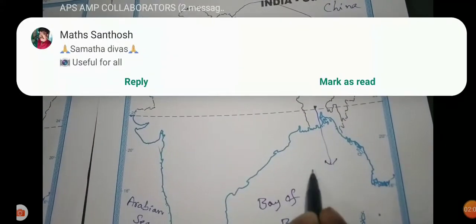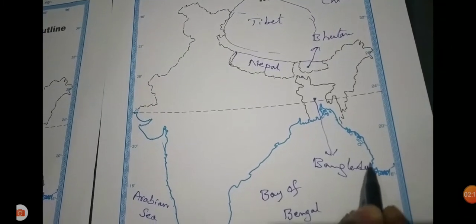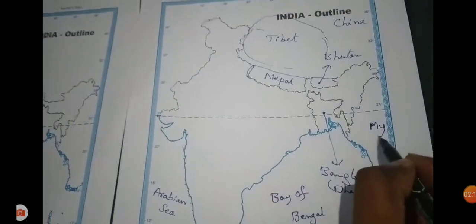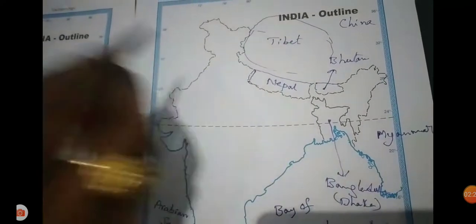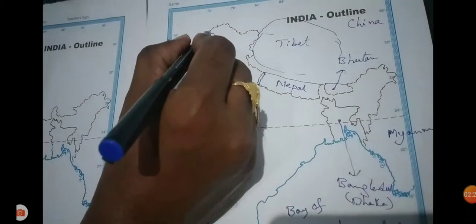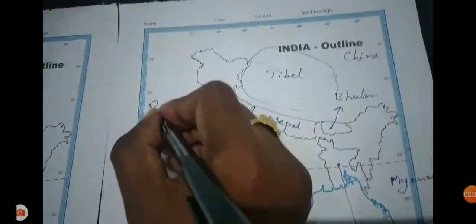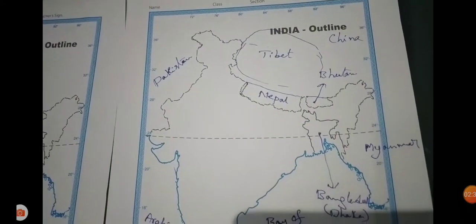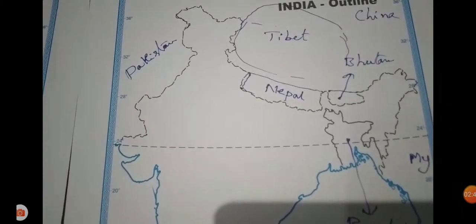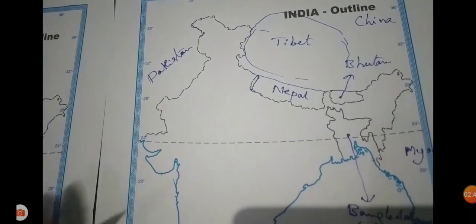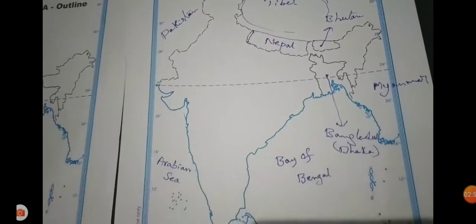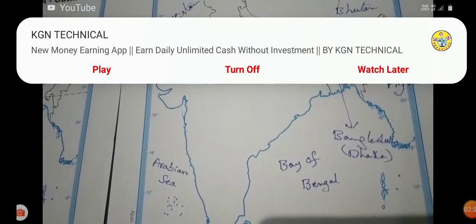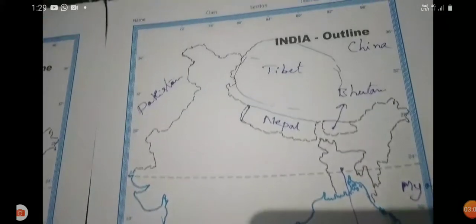And this one is Bangladesh. Dhaka is the capital of Bangladesh. This country, one of the neighboring countries, is Myanmar, in the northeast. The northwest shares a boundary with Pakistan. Pakistan was part of India. In 1947, India was partitioned, and at that time India was divided into two countries, India and Pakistan. These are the important neighboring countries. On the south side is the island country Sri Lanka. These are the neighboring countries of India which share borders with India.